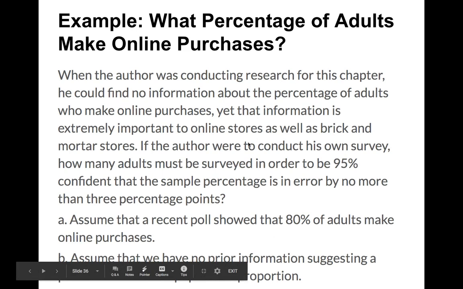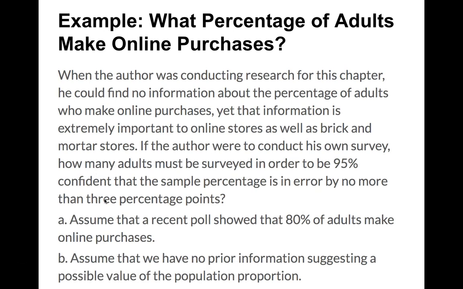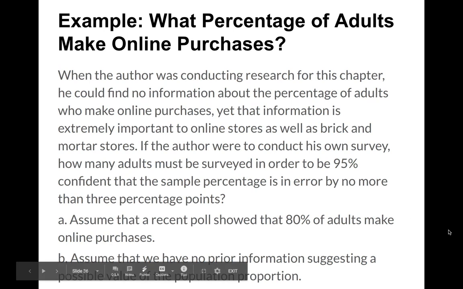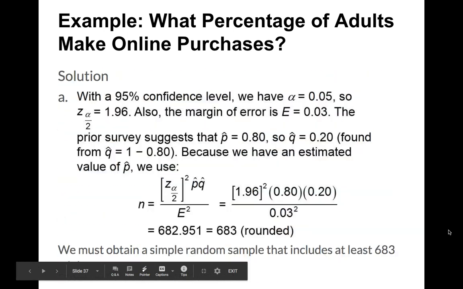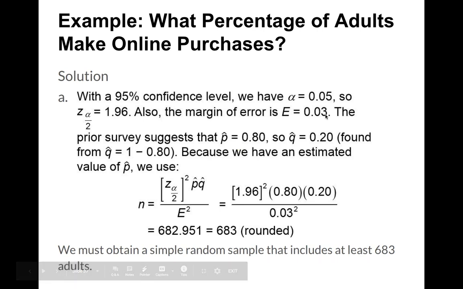And we say that we're 95% confident that the sample percentage is in error by no more than 3 percentage points. That was one thing I didn't read. So it means our margin of error, remember, we're not doing error as a percent, so it's not 3%, but 0.03. Okay? So we know those values, the critical value and our error. Now, because a previous study said 80% purchase things online, we have an estimate for p hat being 0.8, and that means q hat is 0.2.